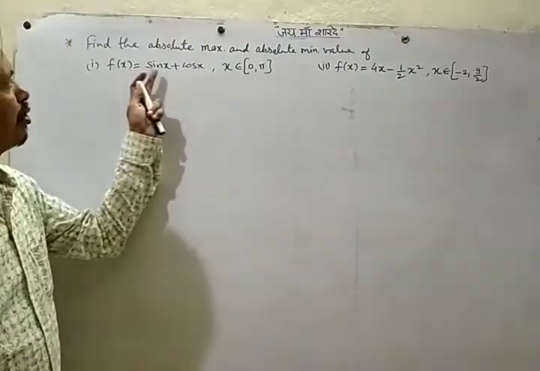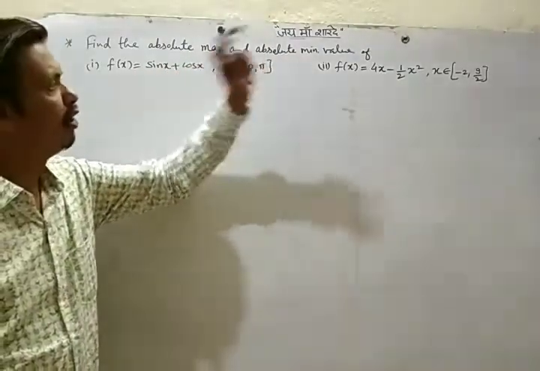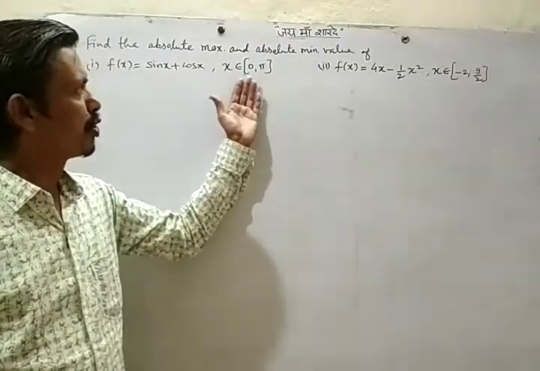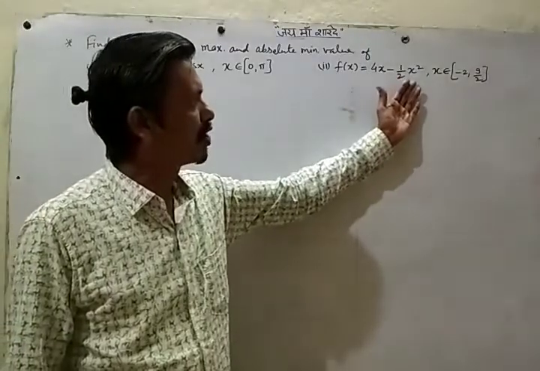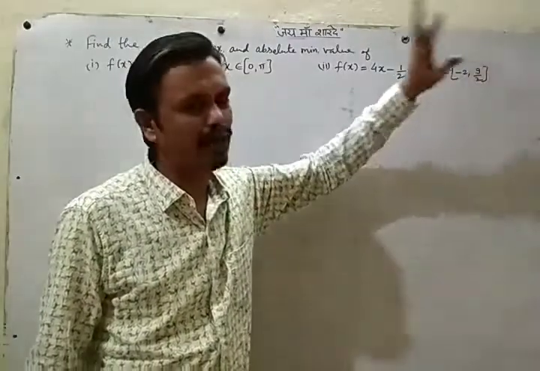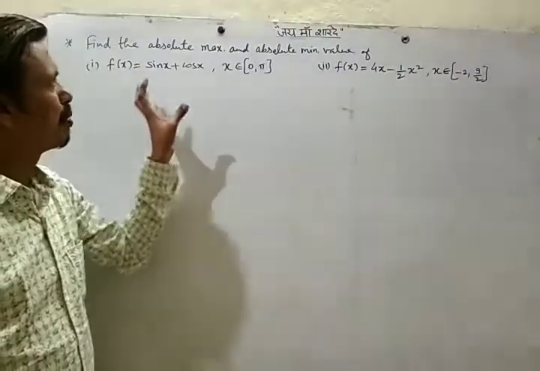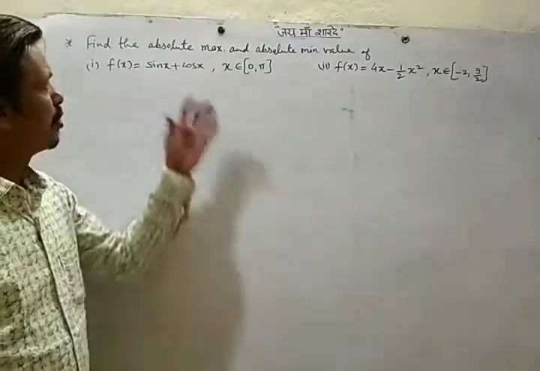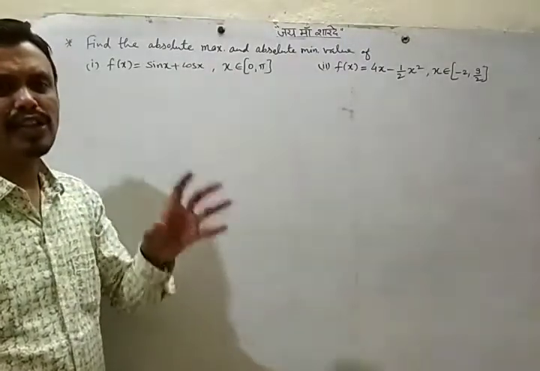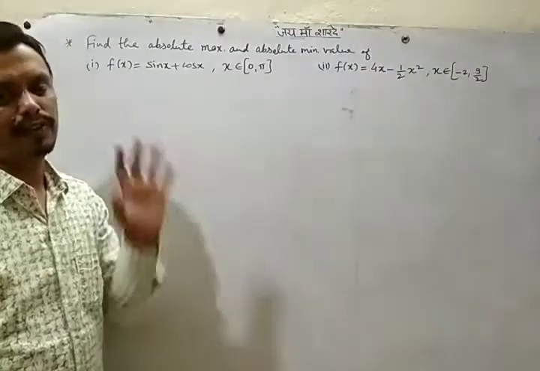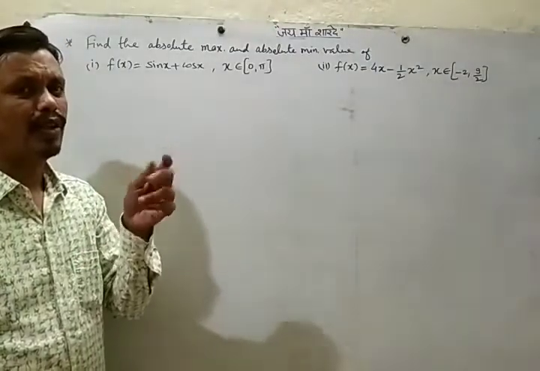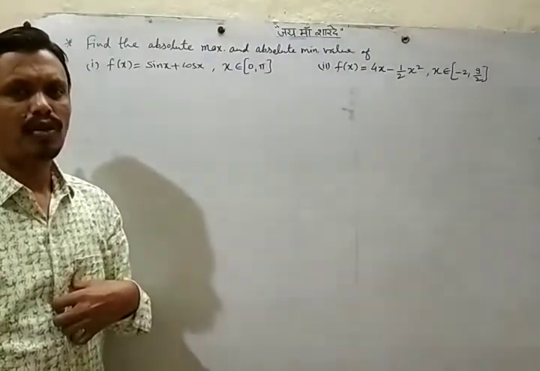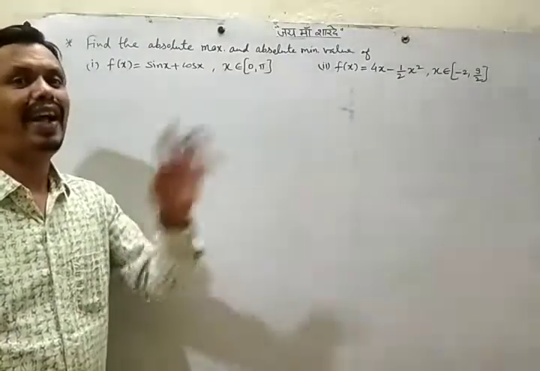We have to find the absolute maximum and absolute minimum value of the function sin x plus cos x in the interval 0 to pi, and 4x minus half times x square in the interval minus 2 to 9 by 2. To find them, first we need the critical points of f. Critical points are the points at which the derivative of the function becomes 0 or the derivative does not exist.